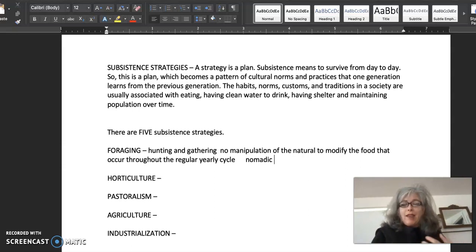in the environment and therefore potentially permanently damage the naturally occurring populations of those foods. So often foraging societies are nomadic.